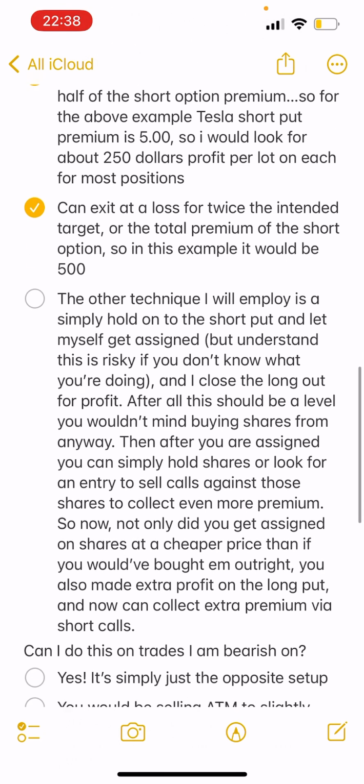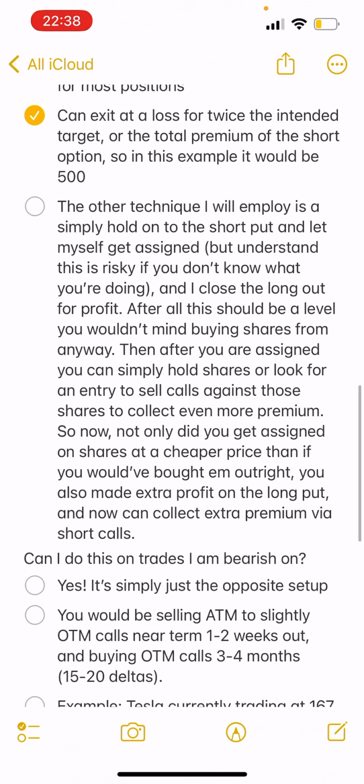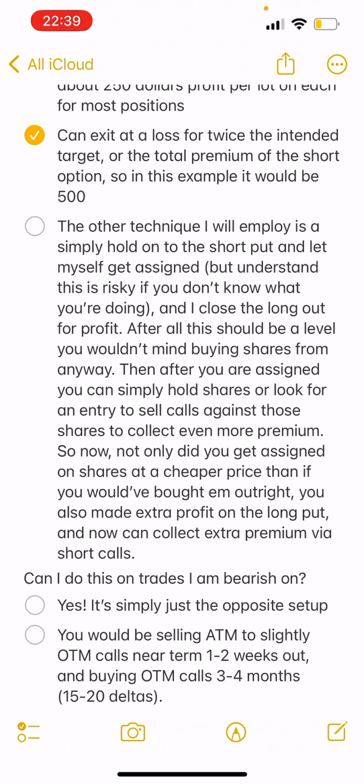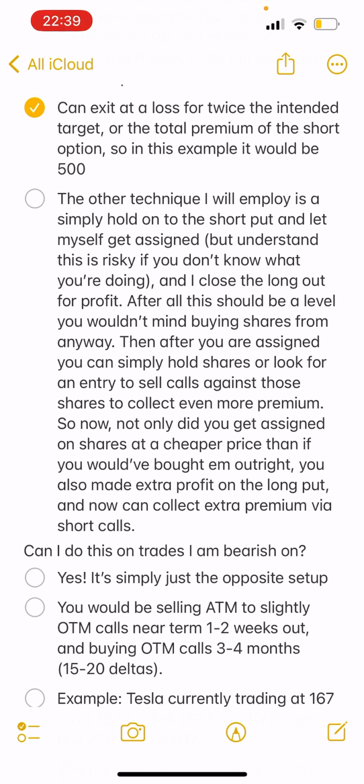And then, on the loss side of things, you can exit at a loss for twice the intended target, or the total premium of the short option. So in this example, it would be 500, right? So if this trade really goes against me, I'm going to consider getting out at a loss at 500, right? Now, the good thing about this setup is there's a lot of flexibility with it as well.